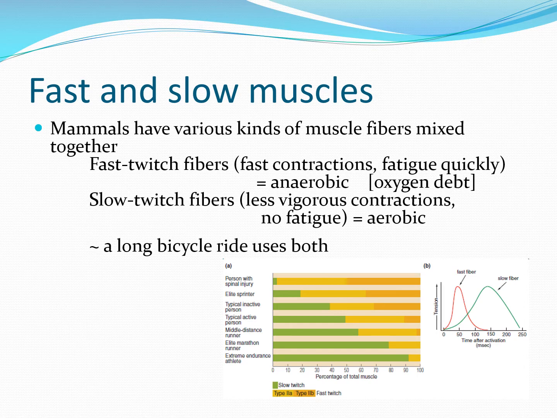Well, mammals have various kinds of muscle fibers mixed together, and we call our muscle fibers slow twitch fibers and fast twitch fibers. Again, the slow twitch fibers provide less vigorous contractions and they're not going to fatigue. They are aerobic. They are using oxygen. The fast twitch fibers give us fast contractions, but they also fatigue quickly. So they are anaerobic. They are not using oxygen, and so they're going to build up an oxygen debt. And when we're using them, we're going to have to then take a break so that we can rebuild our oxygen and use them again.